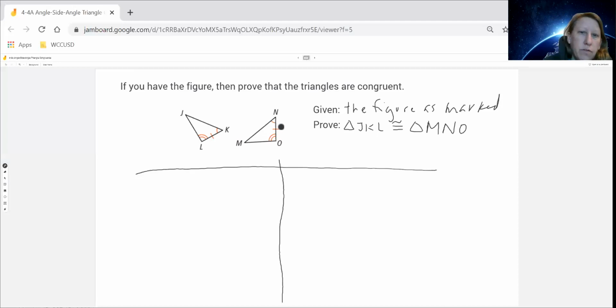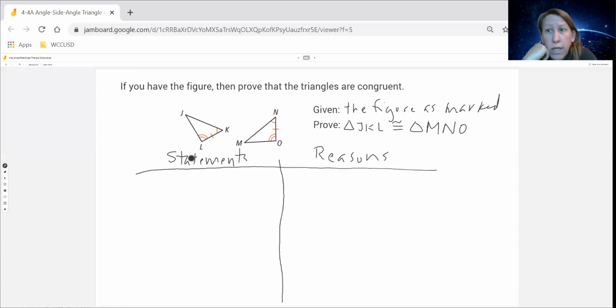Okay, and what goes over here? Good, statements. And what goes over here? This is our supporting evidence. These are reasons why we know these things are to be true and why no one can argue with us, because we know for a fact that it's true. And this is a nice, straightforward four-stepper, and I'm just going to list them out.